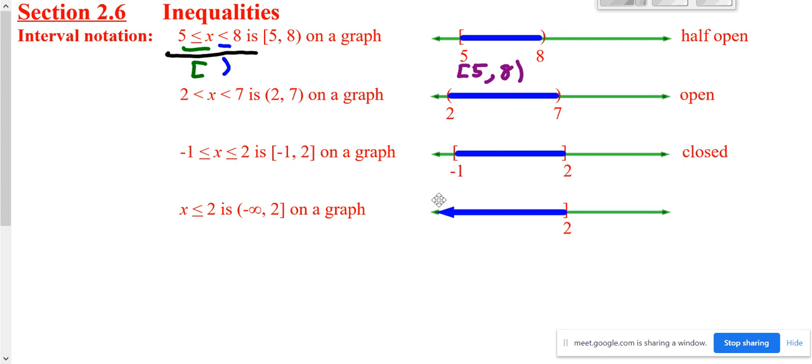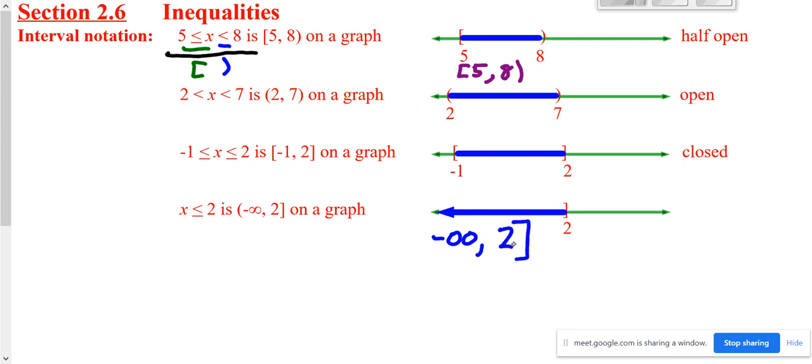We also have a bottom one where it goes smaller than 2 forever. So that would be like this. So what do you do when there's nothing over here? Well, it's coming from negative infinity. So over here is negative infinity. We're coming up and we're ending at 2. There's a square at 2.